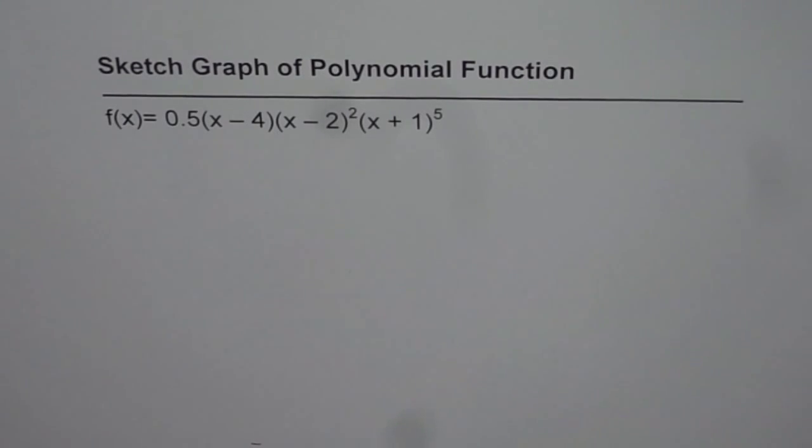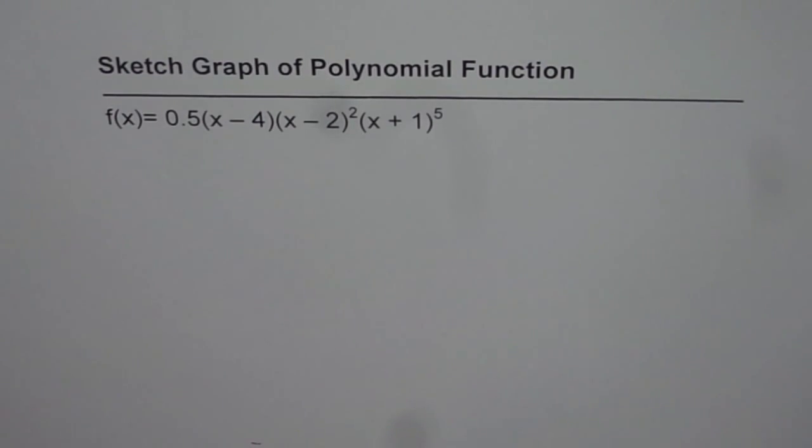Let us now review and apply the concepts learned to sketch the graph of a polynomial function. The function given to us is f of x equals 0.5 times (x minus 4) times (x minus 2) whole squared times (x plus 1) to the power of 5. Now, this video is also important for those students who will be taking calculus.